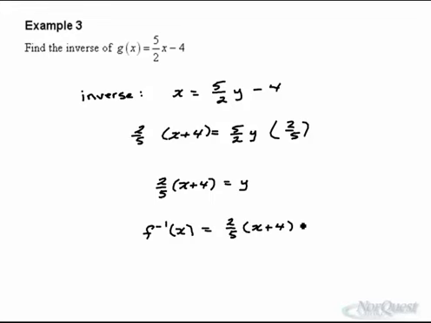And what does that mean? If I was to graph the original g of x, 5 halves x minus 4, and graph the inverse, they would be reflections over the line y equals x. That's all it is, it's just another graph that has a very special relationship to your first graph. And they are reflections on the line y equals x. It's a special graph. Just like if you flip it over the x-axis, it's a special type of graph. Flip it over the y-axis, it's a special type of graph. Flip it over the line y equals x, it's another special type of graph.